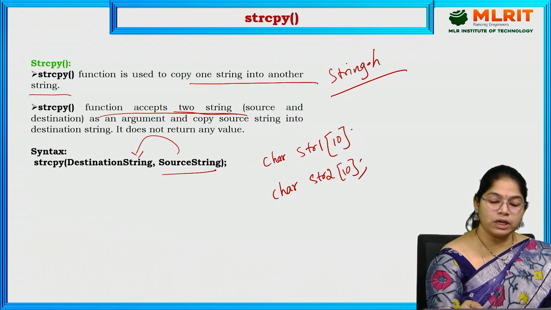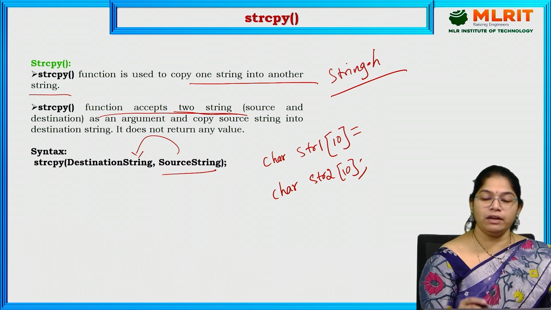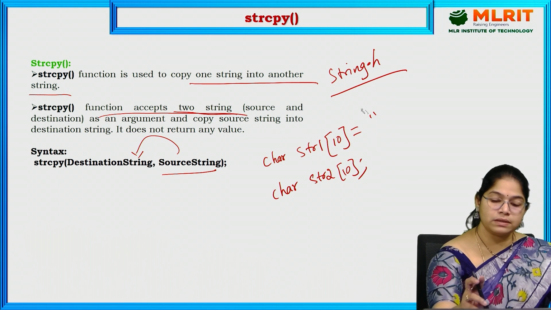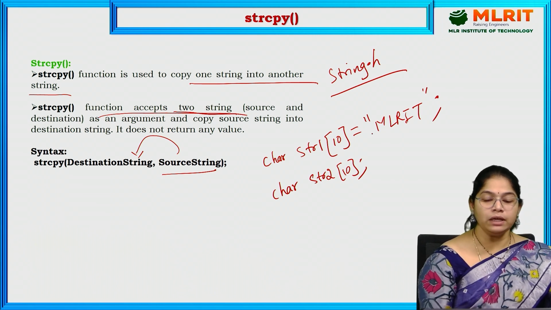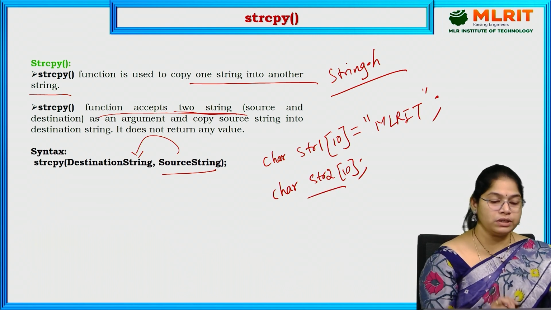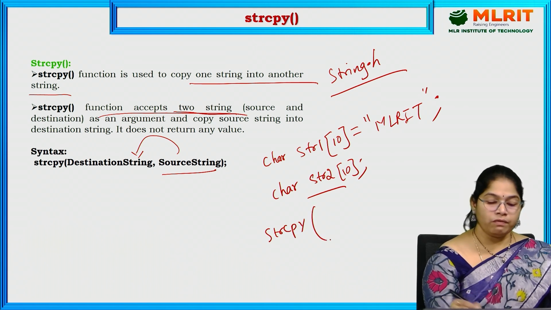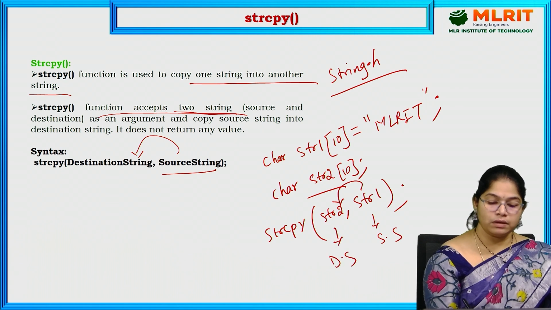Now here I am initializing str1. I am taking the compile time initialization. Using scanf or gets, we can take runtime initialization also. Here I am initializing this as mlrit. Now I want to copy this string into string 2, str1 to str2. Then we have to use a string handling function called strcpy. Which string do I want to copy? I want to copy str1 to str2. Now this becomes the source string and this becomes the destination string.